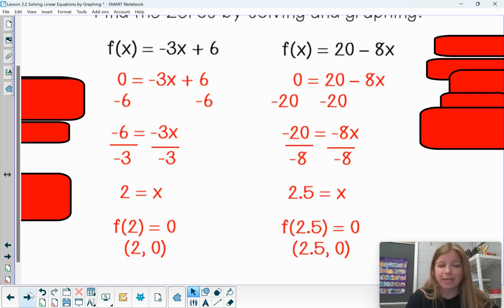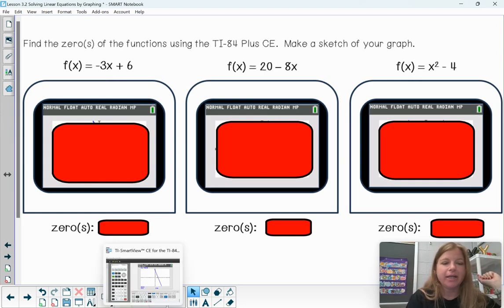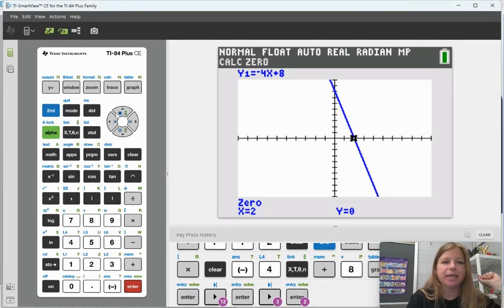If I use my calculator, am I going to see it that way? So that's what we're going to do right now. We're going to actually graph those two functions, and then I have one more function at the end here, and we're going to be able to throw a little sketch into our paper of what our calculator actually looked like.